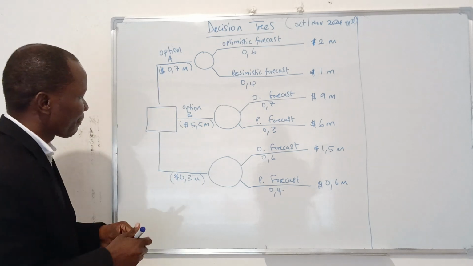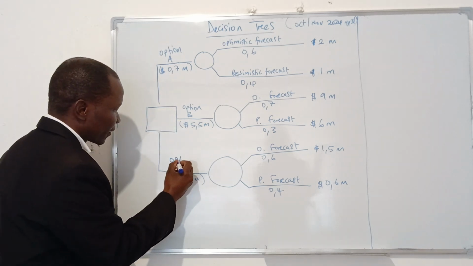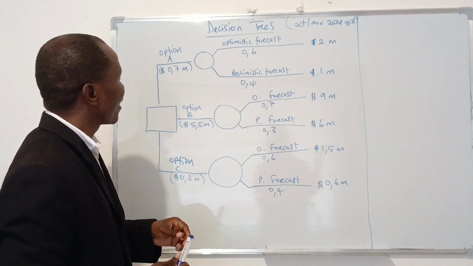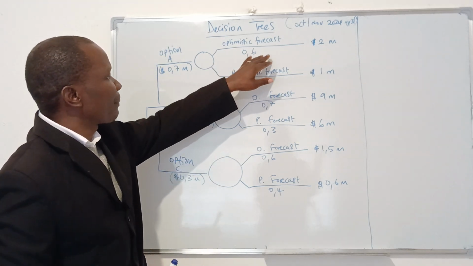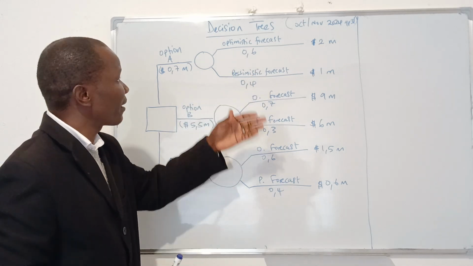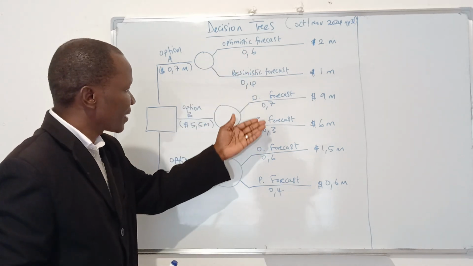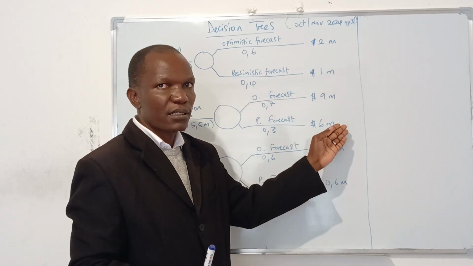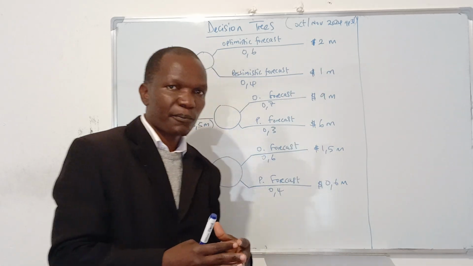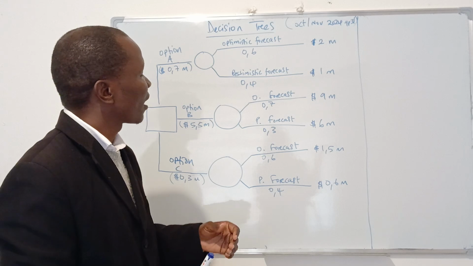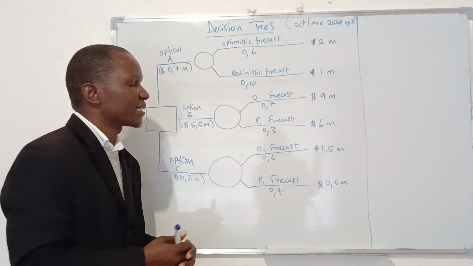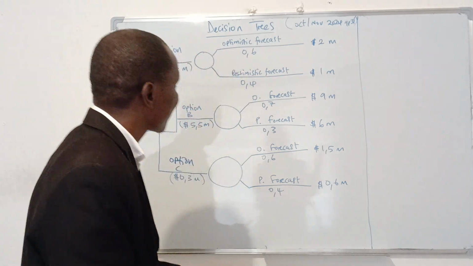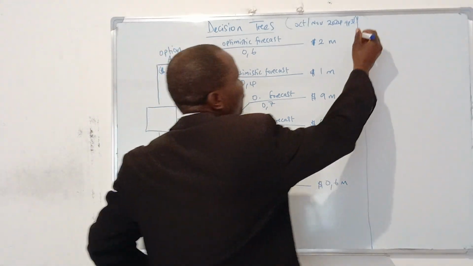Option A, option B, and option C that we have here. And then these are the probabilities. They all add up to 1. That's why you have 0.6, 0.4, 0.7, 0.3, 0.6, 0.4, and these are the expected monetary values. So for you to make a choice, we have to calculate the expected net cash flows coming from that particular decision. Like in this case, let's start with option A.